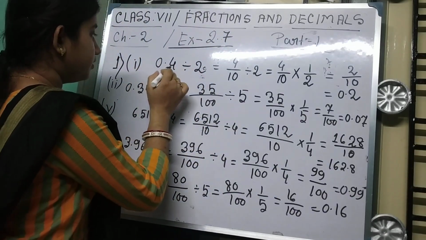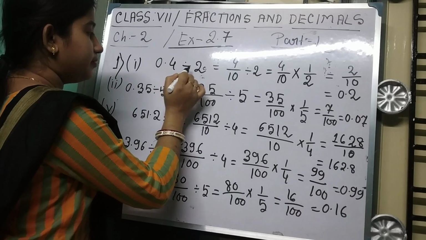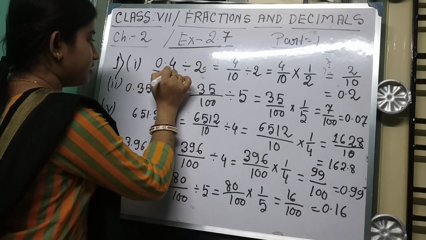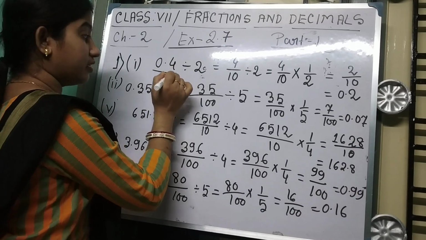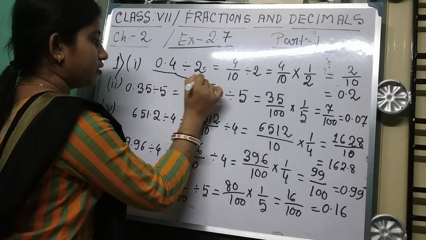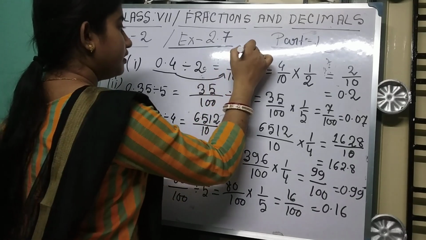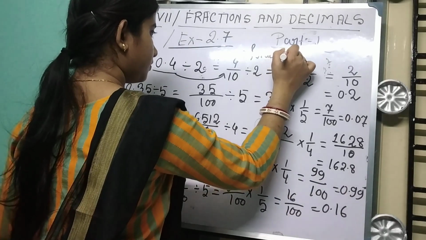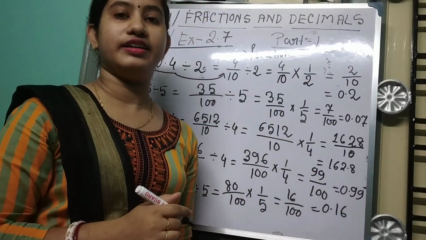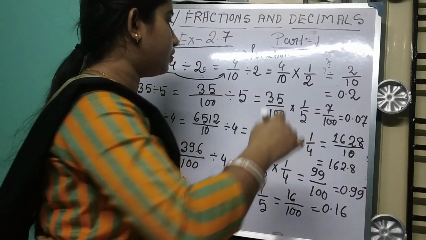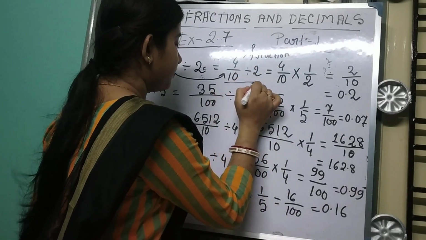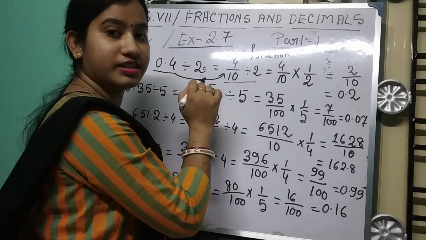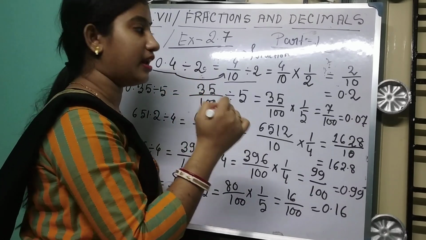Here, number 1, 0.4 is divided by 2. Now we should convert this decimal number into a fraction. That means 0.4 means 4 by 10. This is a fraction. Now we have already done division of a fraction. So we convert the division of a decimal into division of a fraction.